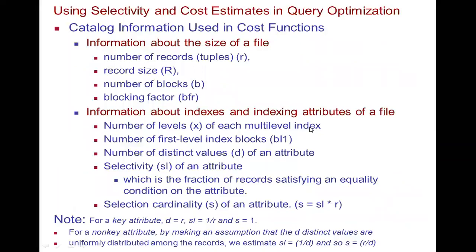So some of the other details we'll be discussing are the cost estimates in query optimization. So the catalog information used in cost functions: how is it measuring information about the size of a file? So how much size the file has. That particular information is there in the catalogs, along with the number of records or tuples in the file or in the database, and the record size. Each and every record, what is the size of each and every record.